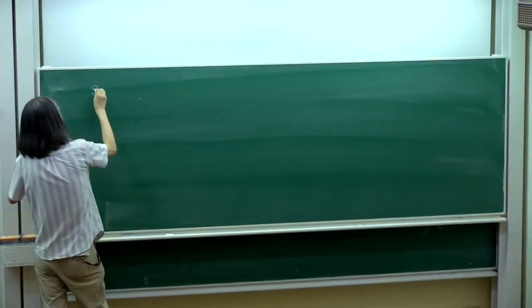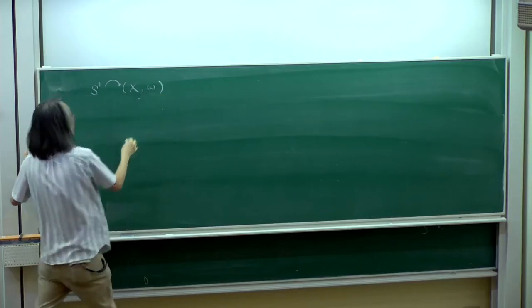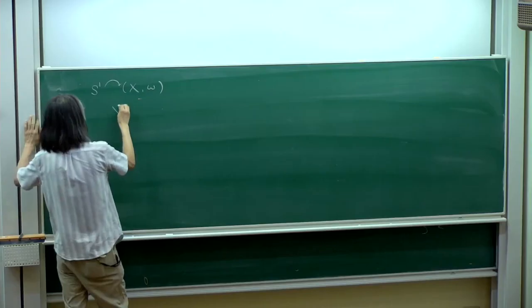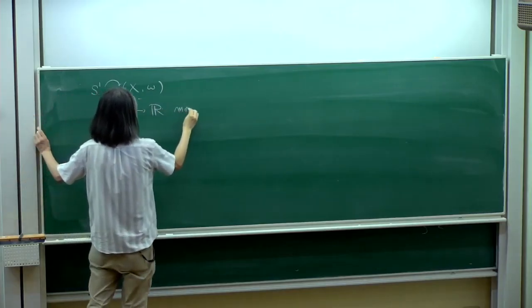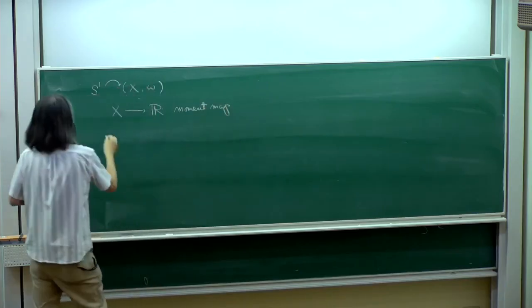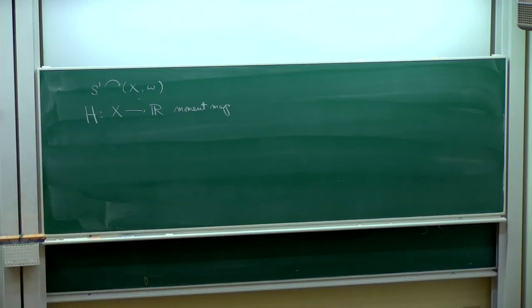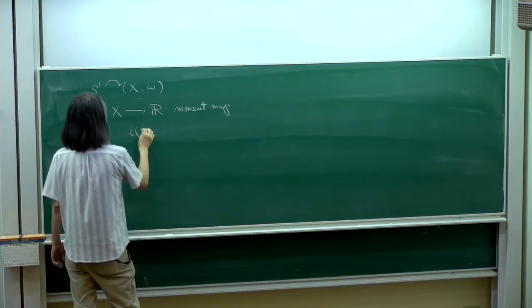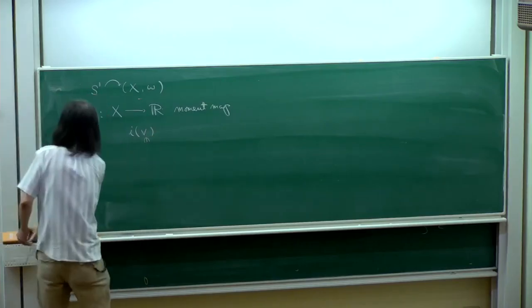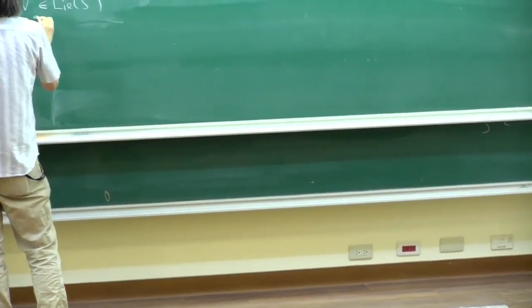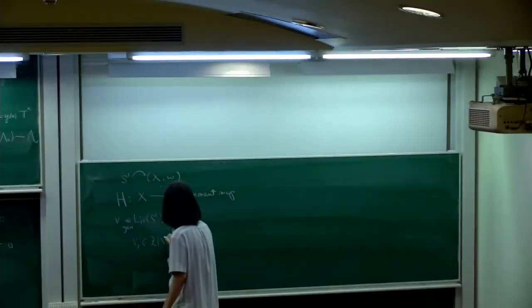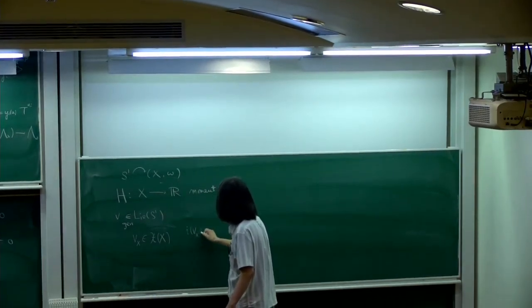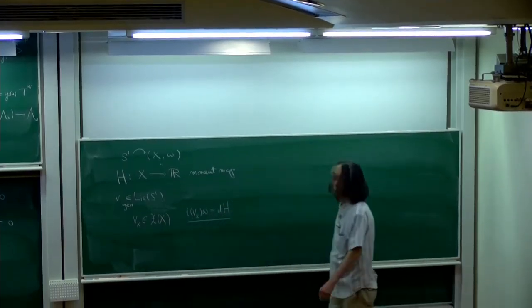Okay, so let's consider an S1 action on a symplectic manifold X, omega. Let's suppose that we have a map, the momentum map, in this case, maybe H. People have different notations, but anyway, here I take V. Then I have this real Lie algebra, and I take a generator V, and I have Vx, a vector field on this X. And then i of Vx of omega is equal to dH. This is my convention.